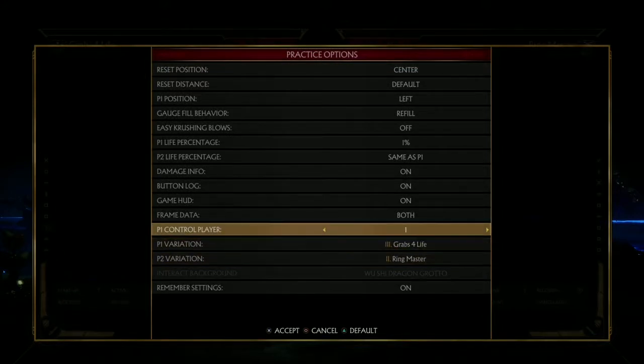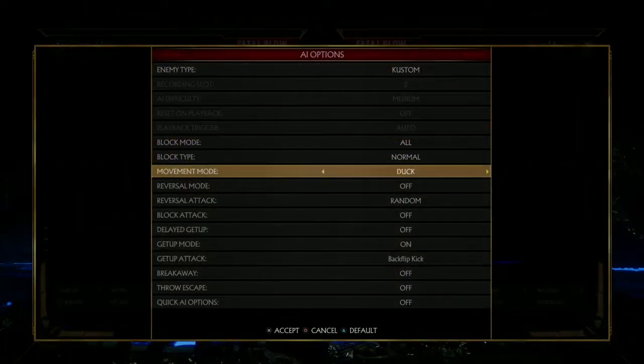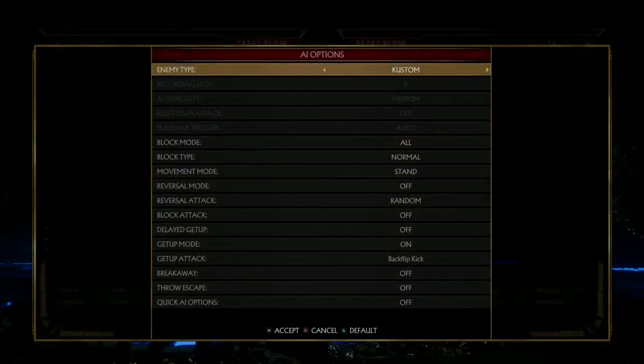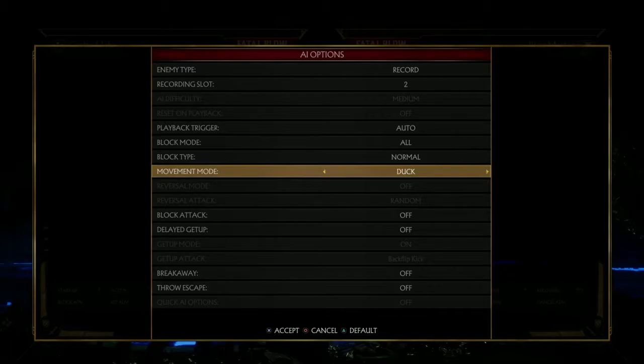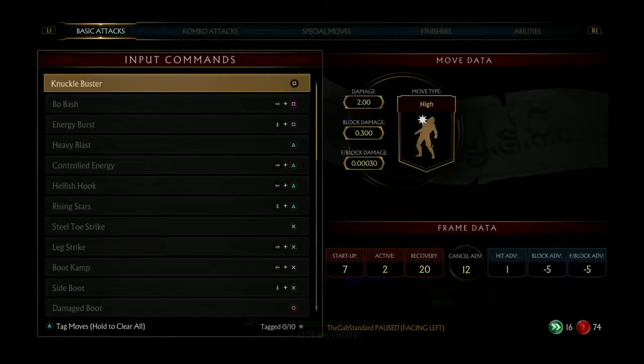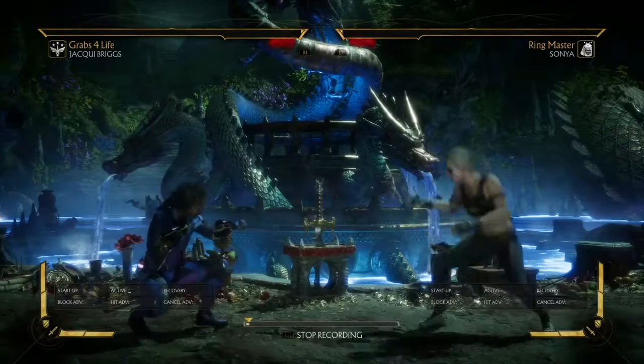So just to showcase this, I'm going to take control of Jackie and record Sonya doing down 3 into standing 1, and I want her ducking. So on auto, there we go.